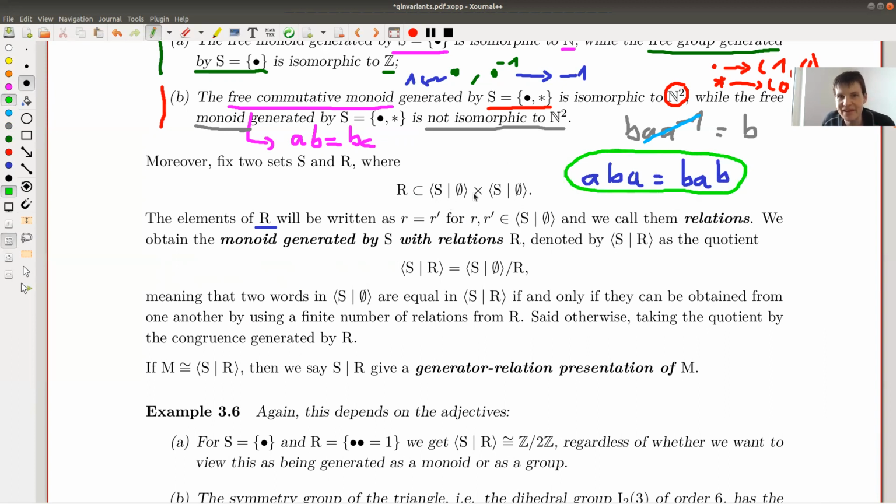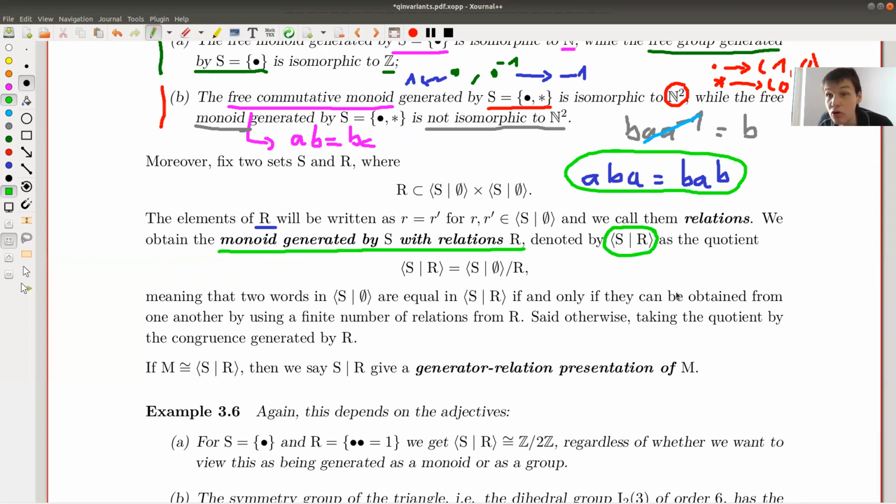Right? Strictly speaking, it's a subset of the cross product. So this is the left term, this is the right term, whatever. And I call them relations. And the monoid generated by S with relations is this funny thing that is just a quotient, you quotient out by the relations.